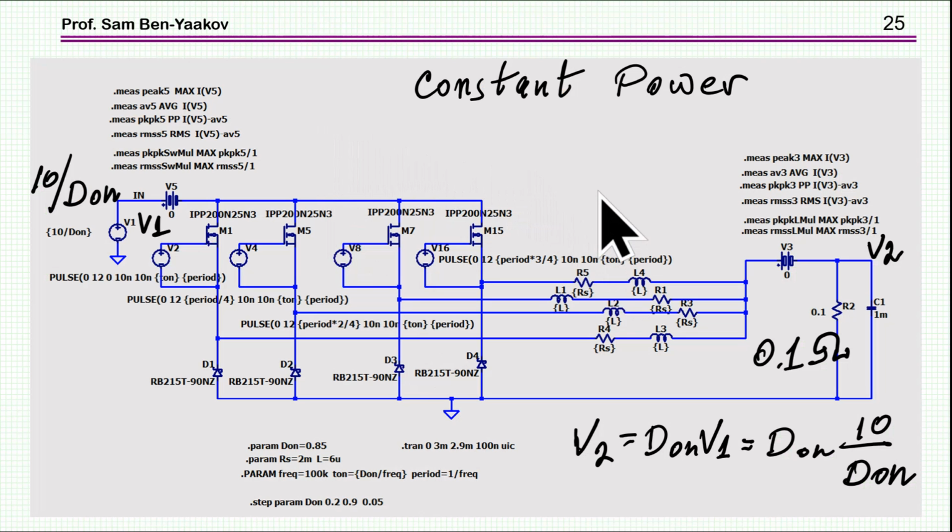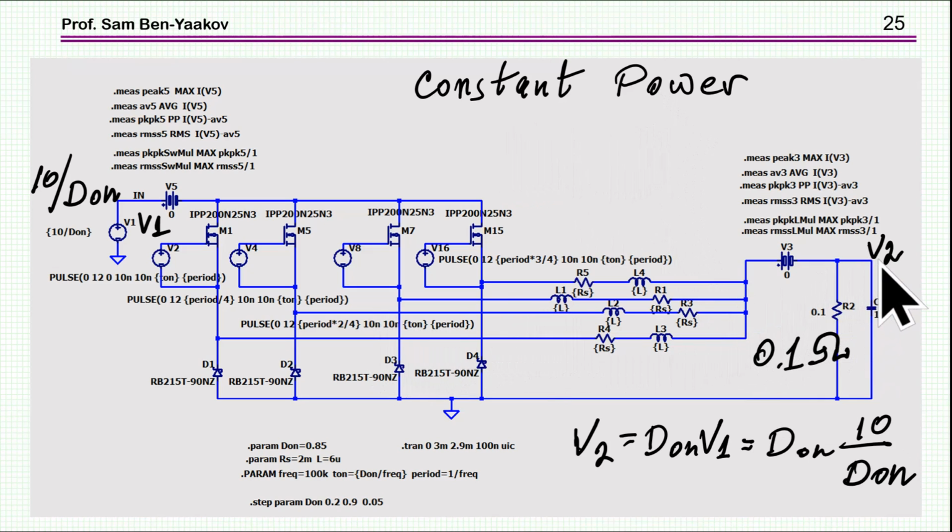Now I have another example of a constant power case. By constant power, I mean that the output voltage is constant and the load is constant. This is actually what is usually of interest, because usually we like to keep the output voltage constant, and for the nominal value you like to keep the load, or the resistance which is representing the load, to be constant.